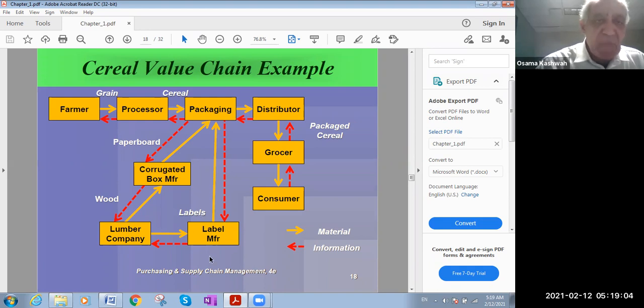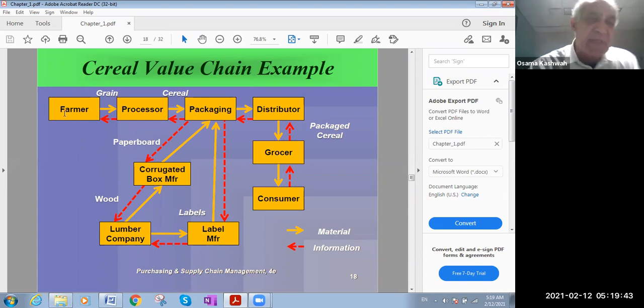However, in the materials, there are also separate bodies that support, for example, Maple MFR, this is for the packaging. And we also have the lumber company that will give corrugated boxes. So we also have other partners involved in the supply chain process. Okay, so we have many either direct relationships or indirect relationships.